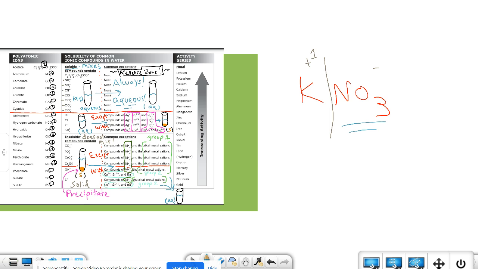Nitrate. If I look at nitrate, I'm going to see that nitrate is right here. And if it's right there, that means that it's always aqueous. So when this shows up, we can just go ahead and slap aqueous, because when you put this compound in water, it's going to dissolve no matter what. So nothing interesting is going to happen there.